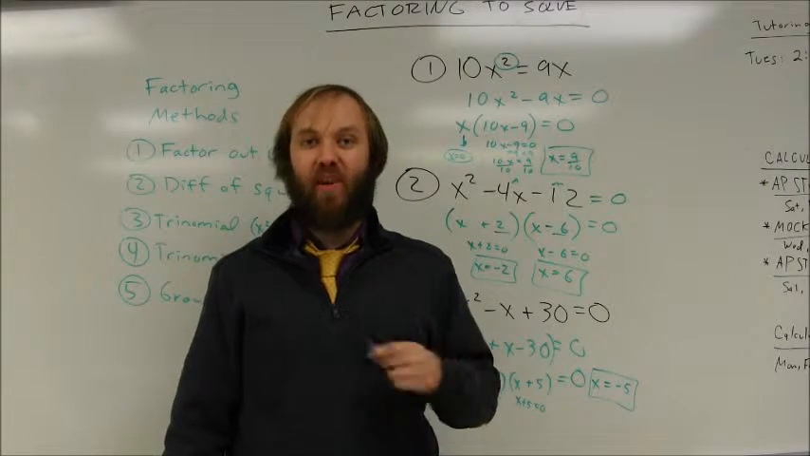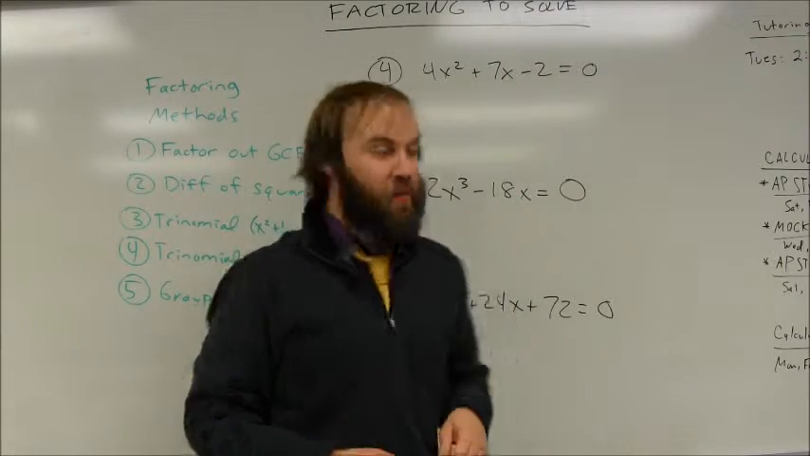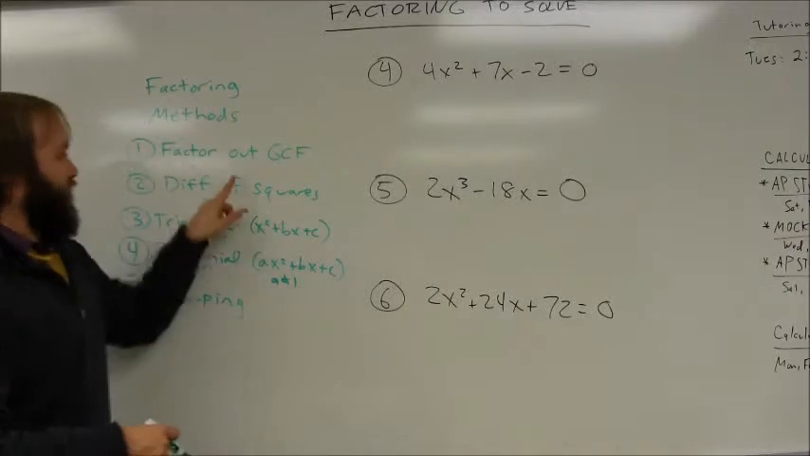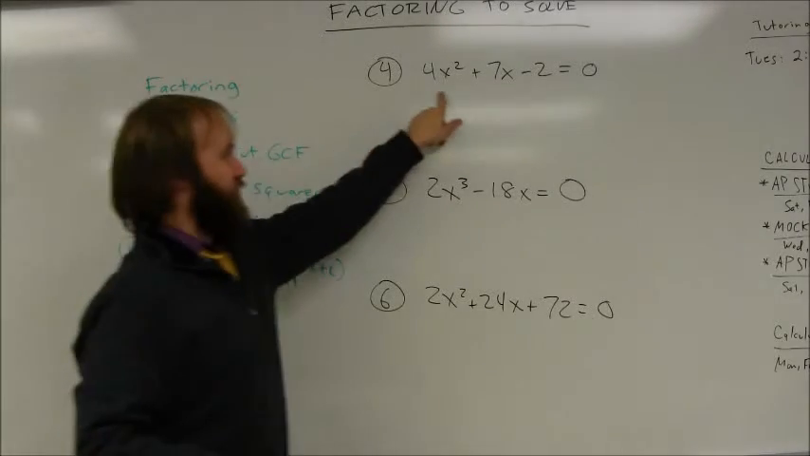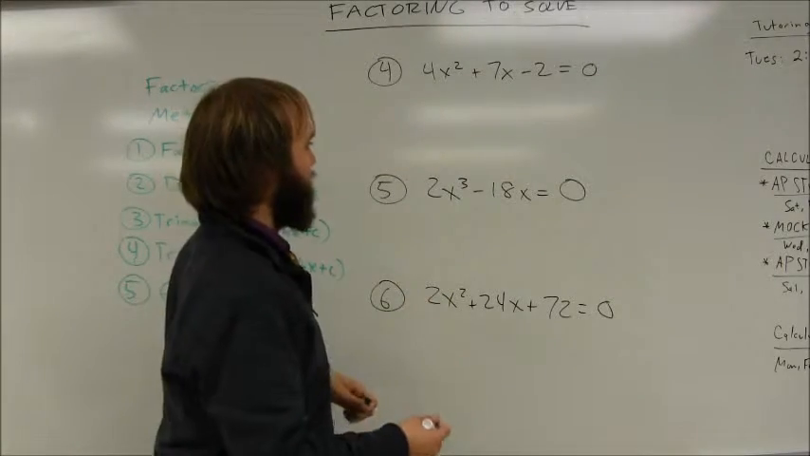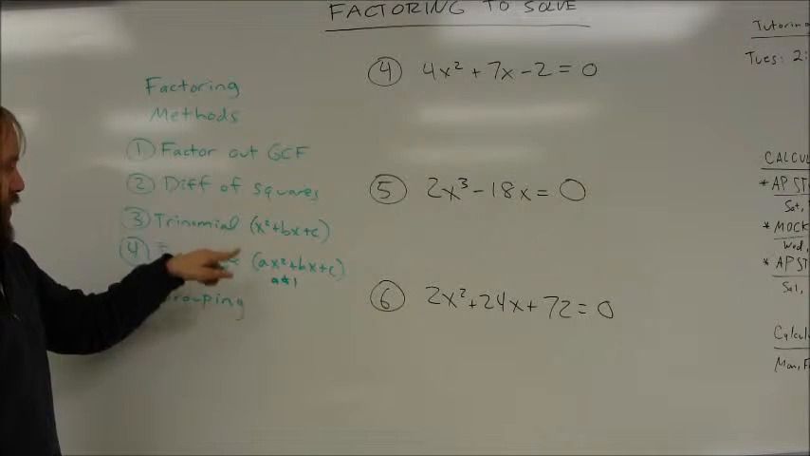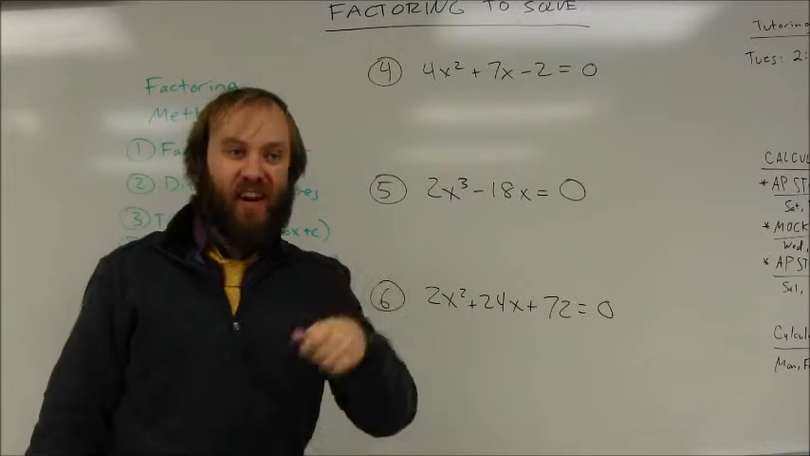And now, moving on to number 4. Moving on to example number 4, you'll see I have 4x squared plus 7x minus 2 equals 0. As usual, I check for a GCF. There's not a greatest common factor here, so I can't do that. I do notice, however, not a difference of squares, not a regular trinomial, but it's a trinomial with the leading coefficient not equal to 1.